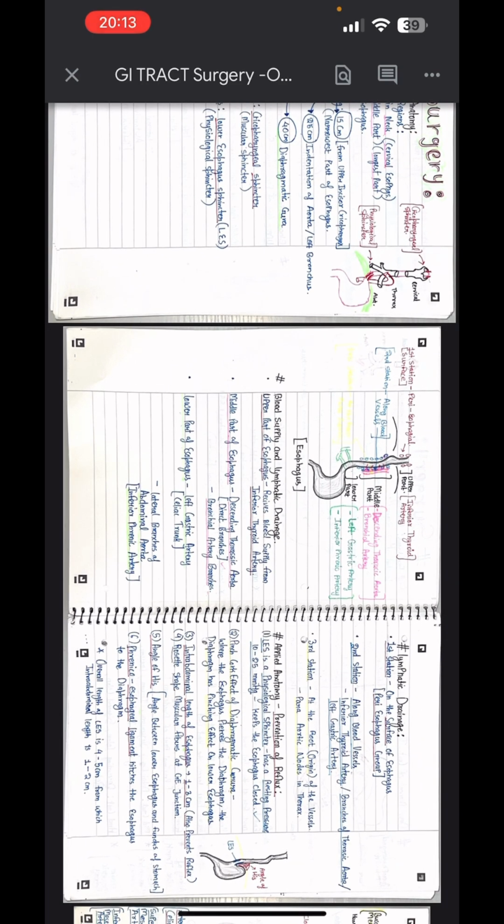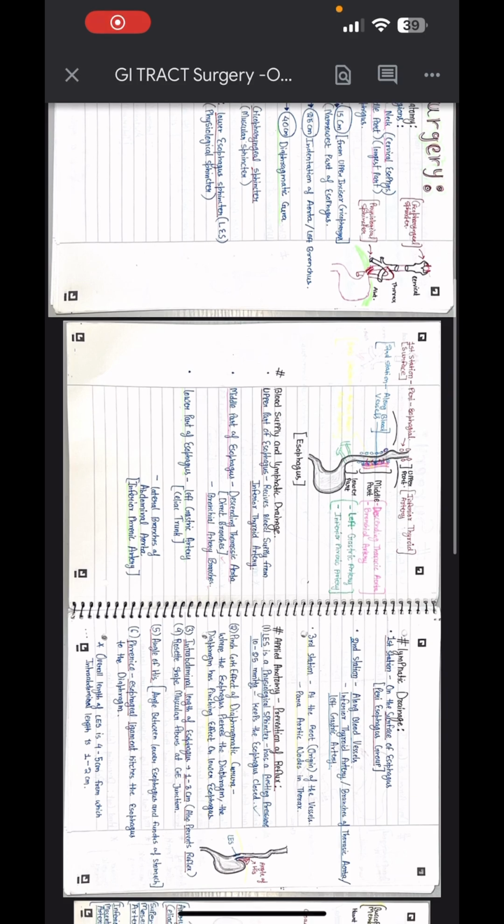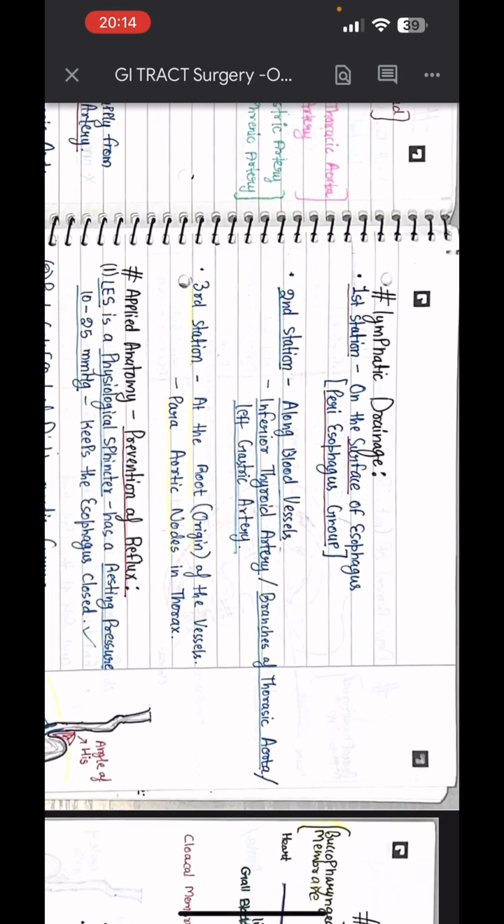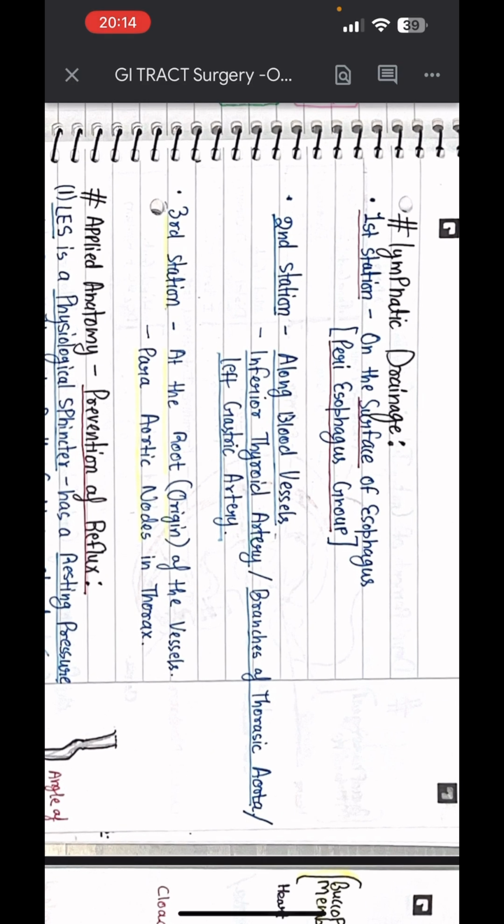First of all, I want you to remember one thing. When we are talking about the lymphatic drainage, let's focus over the lymphatic drainage a little bit. So this is the rule in all over the surgery videos. We are going to see that the first station will be always on the surface of the organ, or let's say for example, we are studying esophageal surgery now. So first station of the lymphatic drainage will be always on the surface of the organ, right?